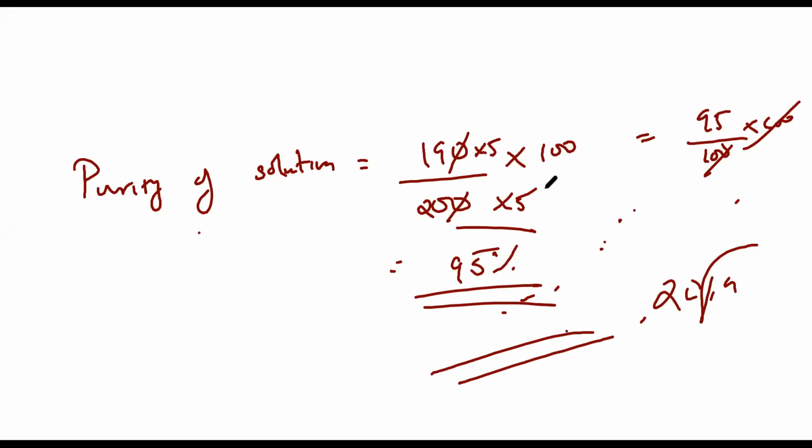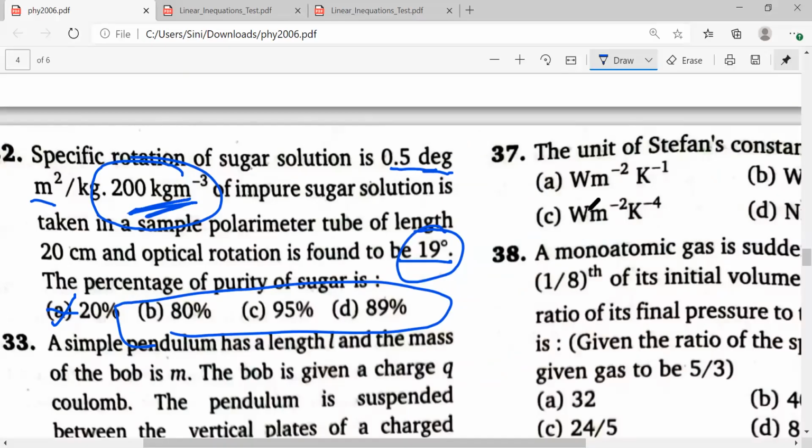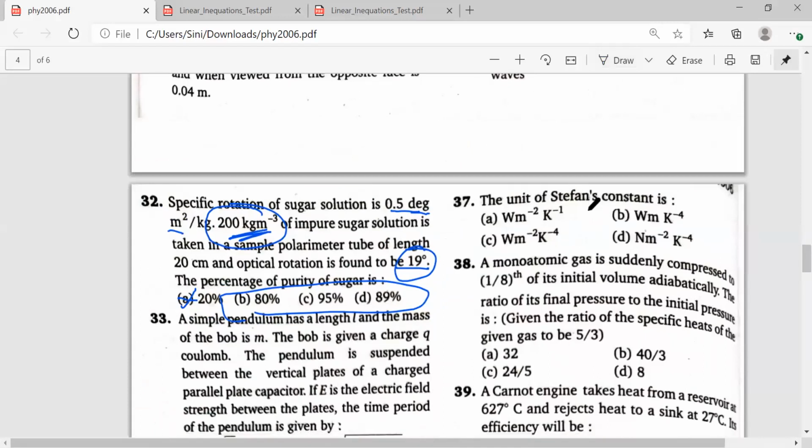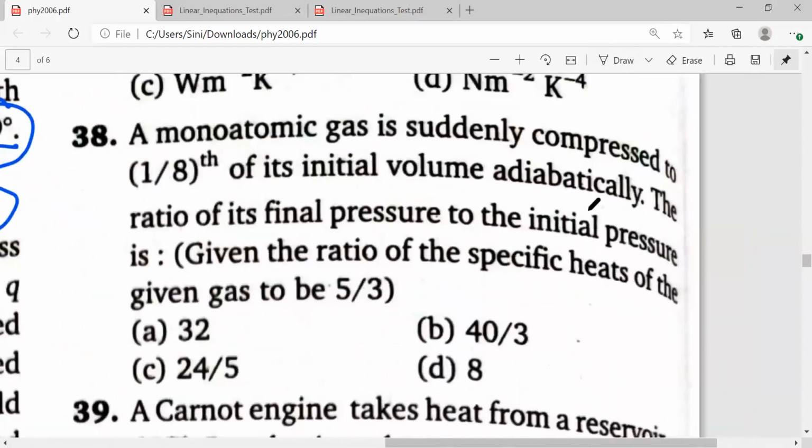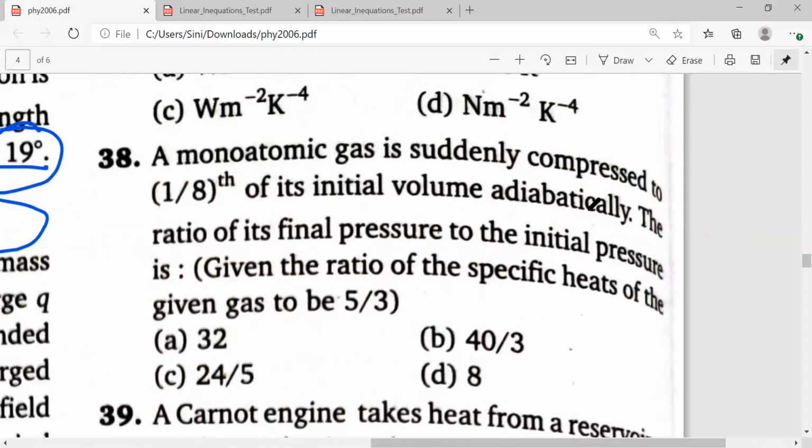So I'm choosing some random questions out of class 11th, and maybe a difficult one. 38th question. Okay. A monoatomic gas is suddenly compressed to 1/8 of its initial volume adiabatically. The ratio of its final pressure to the initial pressure is what? This is the question.